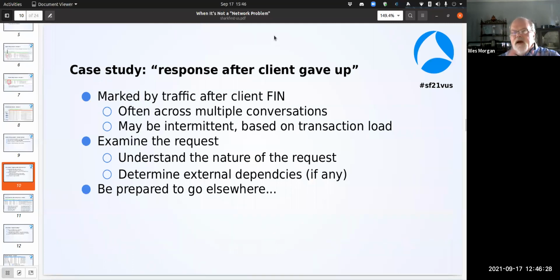Now, another case we find often is we got the response, but the client had already given up. And that's a situation where the hallmark symptom is obviously you see one side send a fin and the other side comes back with the response to the query later.